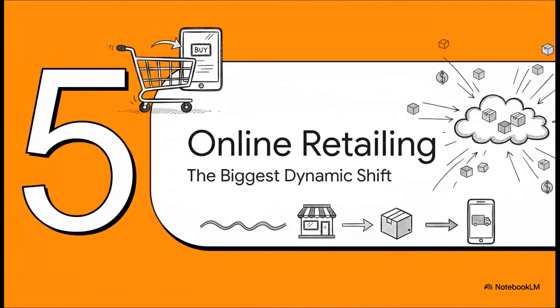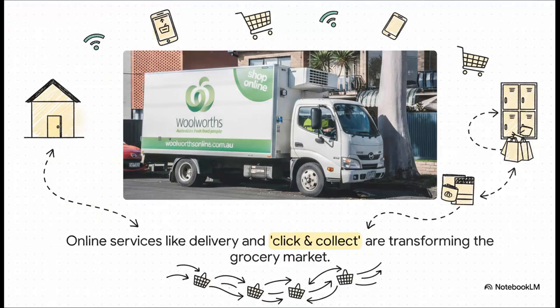Speaking of dynamic shifts, there is probably no bigger change in our lifetimes than the explosion of online retailing, or e-tailing. It has fundamentally rewritten the rules for how we shop and how businesses have to operate. I mean, even a market as basic as buying groceries has been completely shaken up. Huge retailers like Woolworths have had to pour millions and millions into building websites, massive warehouses, and entire fleets of delivery trucks. Why? Because we, the customers, now expect the convenience of being able to do our weekly shop from the sofa. If you don't offer it, you lose.